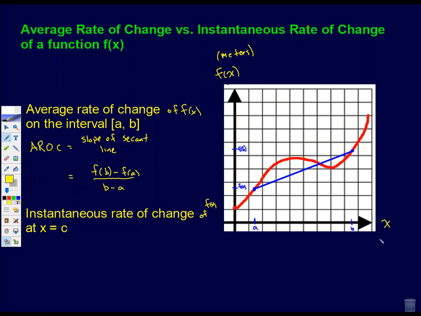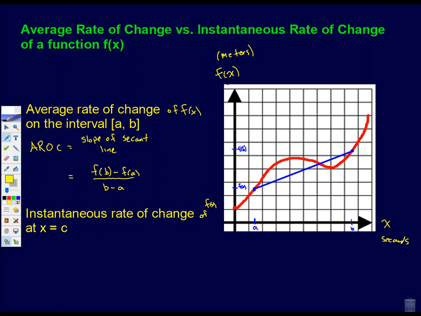And maybe this is the time scale, which is measuring seconds. Then if I want to know the unit of this answer, let's say this whole calculation spit out a number like 7, then the units would be the units of f of x, which is meters, divided by the units of the x, which is seconds. So in a minute, we'll examine an example of that.